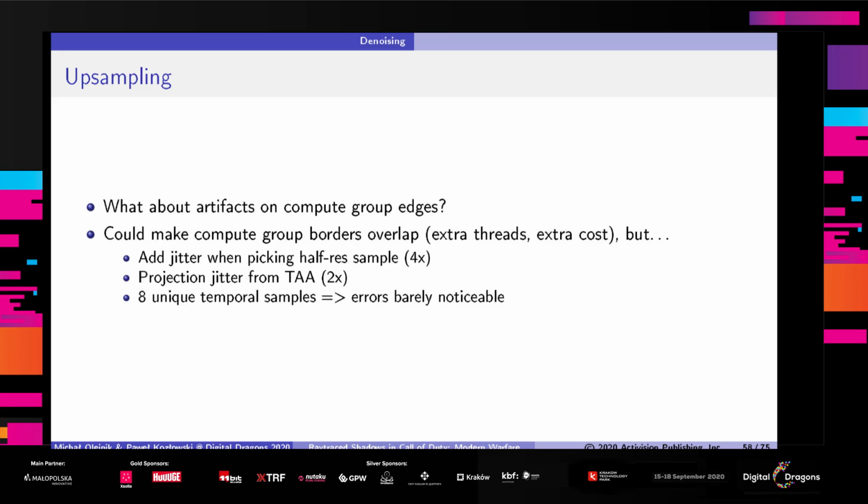But what about artifacts on compute group edges? Since we cannot access visibility from different compute groups, we have to guess values for border texels. We could make compute groups overlap by duplicating work of border threads, but in practice we found it to be an overkill. We already jitter in time which sample of the 2x2 neighborhood we pick for our half-res textures, and with twice the TAA jitter of the projection matrix, we have 8 unique samples in 8 consecutive frames, which makes all errors imperceptible.